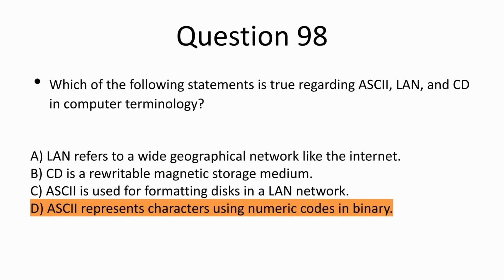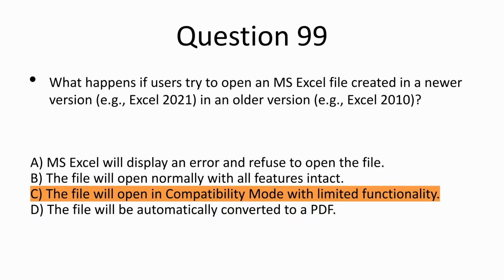For question 98, which of the following statements is true regarding ASCII, LAN, and CD in computer terminology? The correct statement is D. ASCII represents characters using numeric codes in binary. Question 99 asks, what happens if users try to open an MS Excel file created in a newer version in an older version? The answer is C. The file will open in compatibility mode with limited functionality.